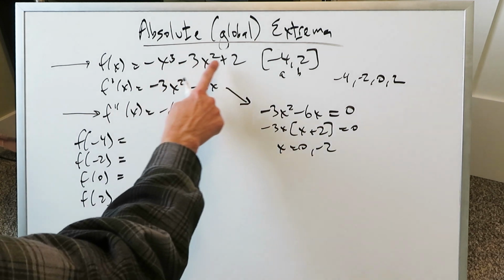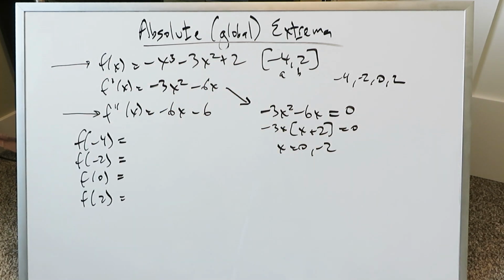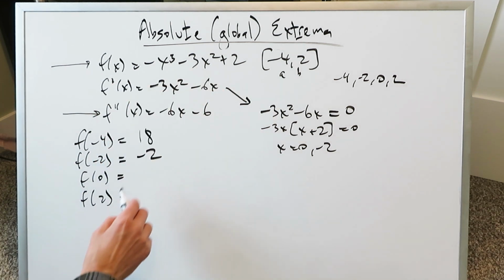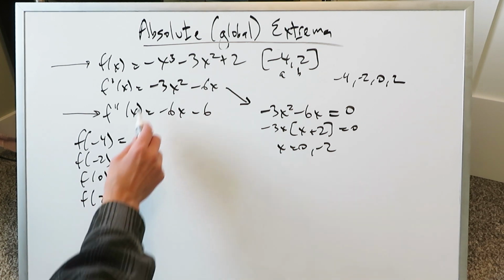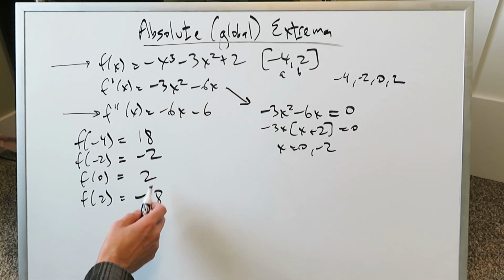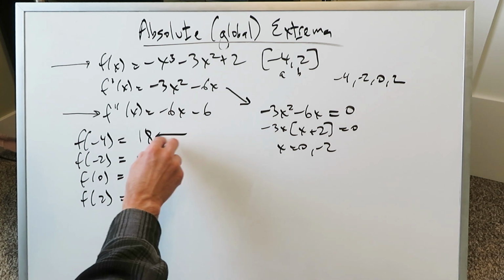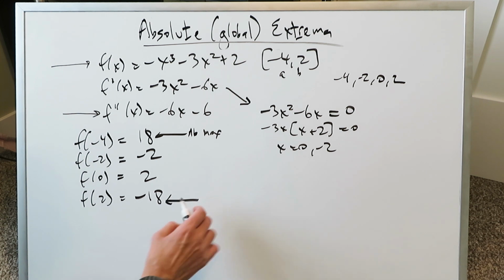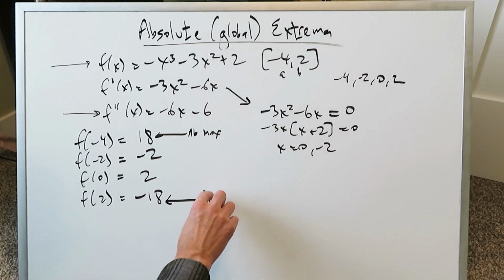When I put a minus 4 in all of this, you can bring out a calculator and do it. But when you put a minus 4, you'll get an 18. When you put a minus 2, you'll get a minus 2. When you put a 0, you'll get a 2. When you put a 2, you'll get a minus 18. When I'm looking at this, I'm seeing an absolute maximum in terms of the range. This right here is an absolute maximum. I'm seeing an absolute minimum in terms of the lowest point. That's minus 18, that's an absolute minimum.